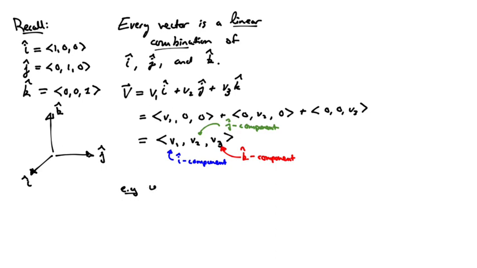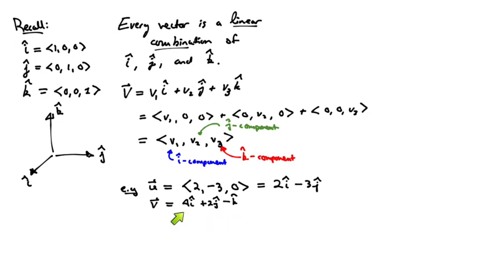Let's make this as concrete as possible with an example. I have the vector u, written in component form as 2, negative 3, 0. I could choose to write that as 2i minus 3j, and there's no k component. If I have the vector v written as 4i plus 2j minus k, I could interpret that as 4, 2, negative 1 in component form. Whichever version you use is entirely up to you. These are stylistic choices about how we write vectors, and we will move back and forth between these different notations.